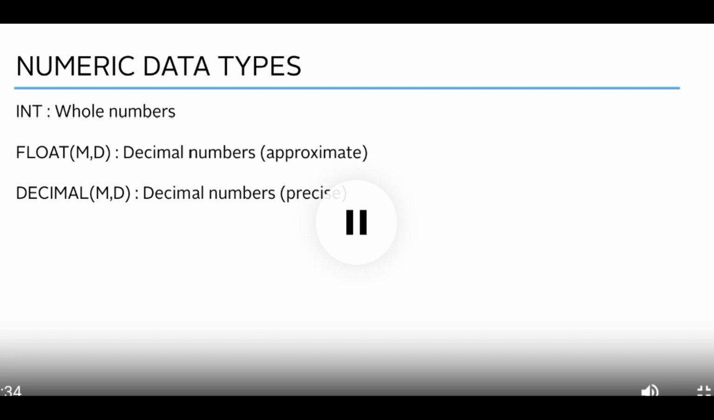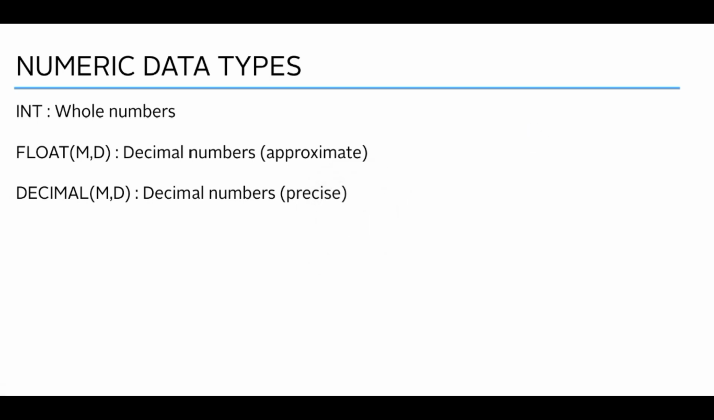So first let's look at numeric data types, and the first data type we'll look at is int or integer, and this is for when you need to store whole numbers, so 1, 2, 3, 4 or negative whole numbers as well. So a good example of a column which would hold whole numbers is an age column. So for an age column you'd use the int data type.